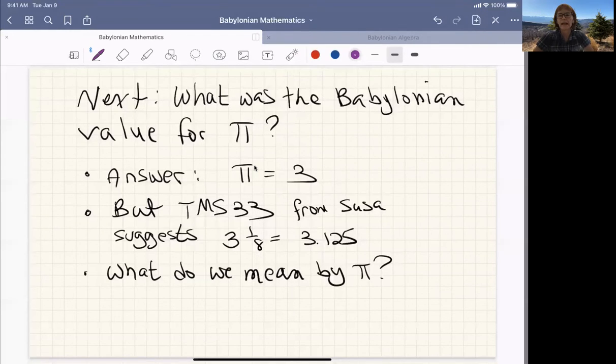So last time at the end of class, we started on the subject of what was the Babylonian value for pi? Well, based on looking at how they calculated certain things, it looked like it was pretty common for them to use 3 as their value of pi. But we need to understand what we mean by that. And so this again is just a review of what we did at the end of class last time.